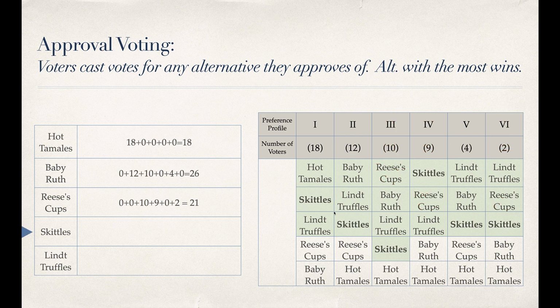For Skittles, here's Skittles. It's going to get 18 plus 12 plus 10 plus 9 plus 4 plus 2. So Skittles is above everybody's threshold in terms of the approval voting. So Skittles is going to get a lot of votes, 55 votes. Everyone approves of Skittles. Last is Lindt Truffles. Notice Lindt Truffles also is above everyone's threshold for approval voting. So Lindt Truffles is also going to get 55 votes.